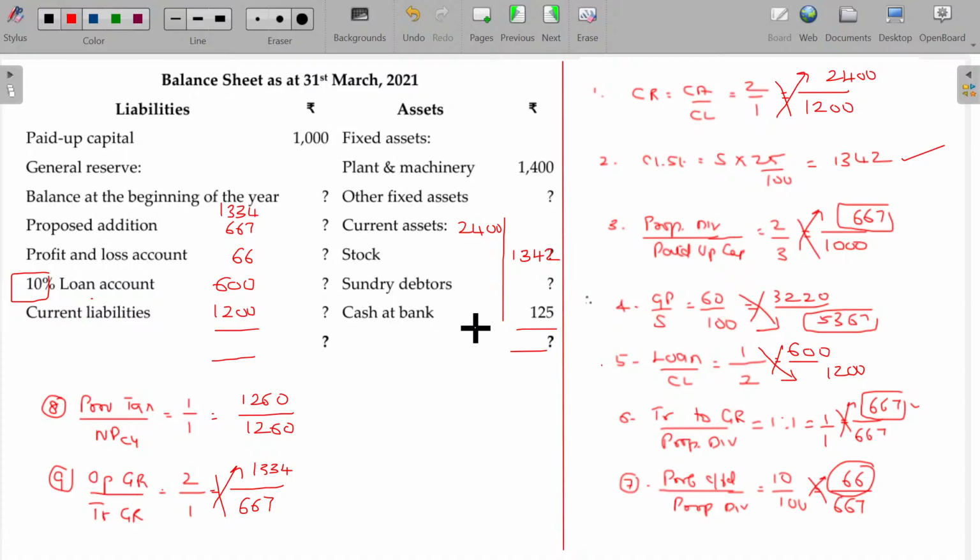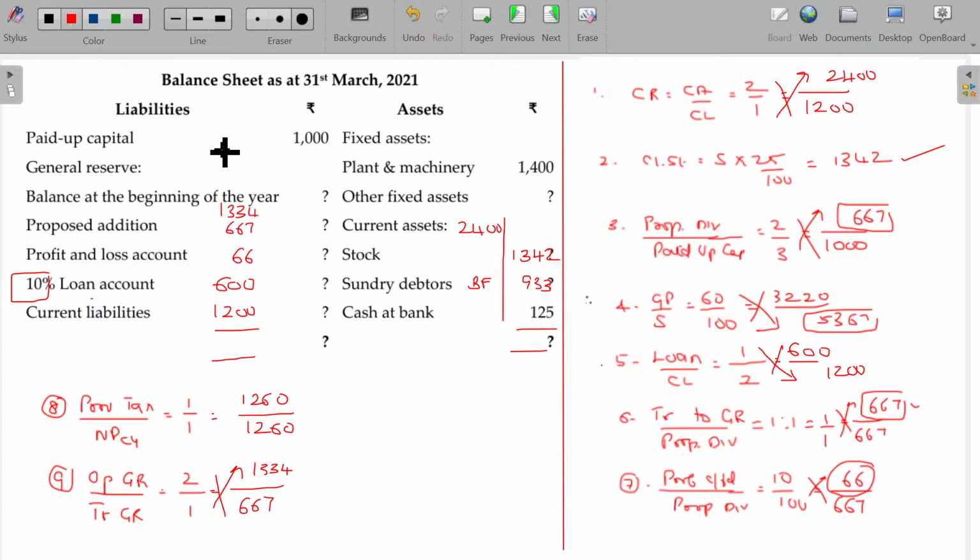Current assets comprise three assets. Stock and cash are given, so the balancing figure will be the debtors. 933. That's 933. Okay, 933. Clear? 933.